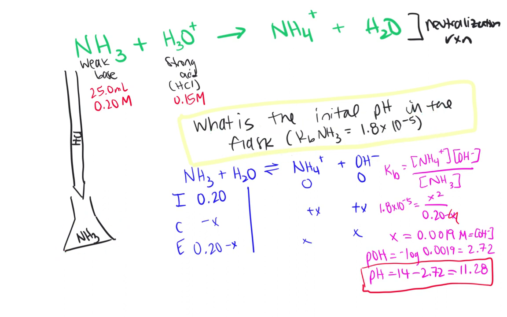Because we're just taking the initial pH of a weak base and we know its concentration. So it's a very straightforward ICE chart. You're given the Kb of the base.